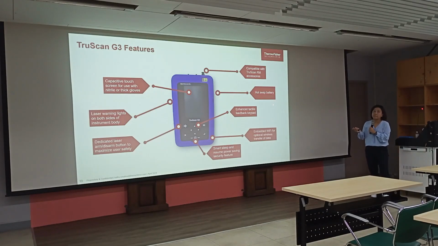And we have a hot swap battery, which lets you change your battery without interrupting your operation. Suddenly you find your instrument almost left with 10%, I have to change another battery. In most of the cases, you have to power off the system, then change the battery. But now, with the hot swap battery, you can just take out the battery without powering off the system and change another battery, continue your analysis.